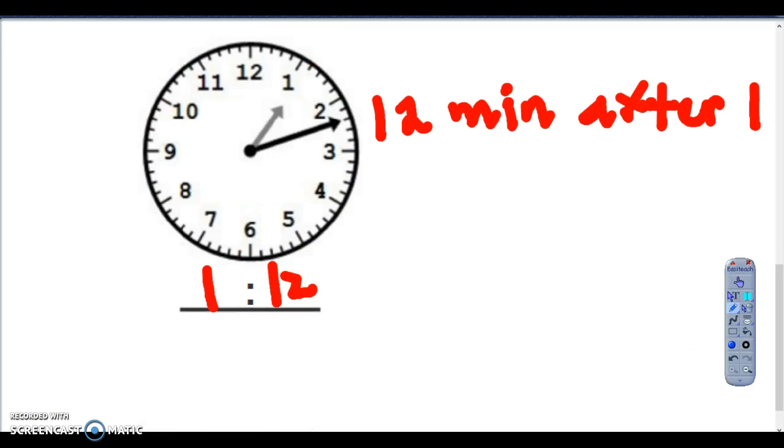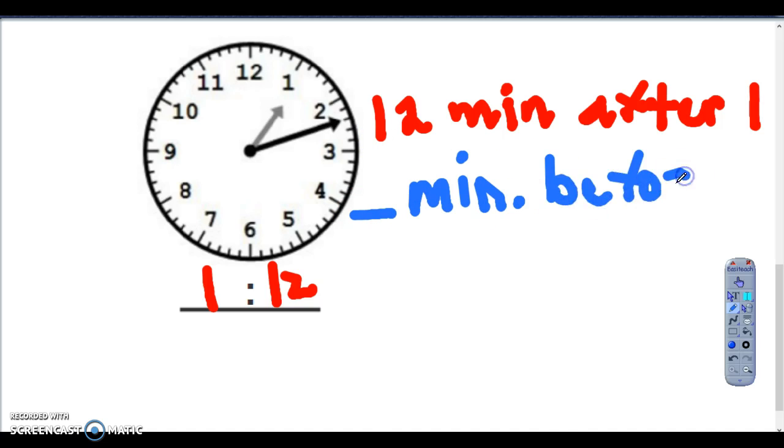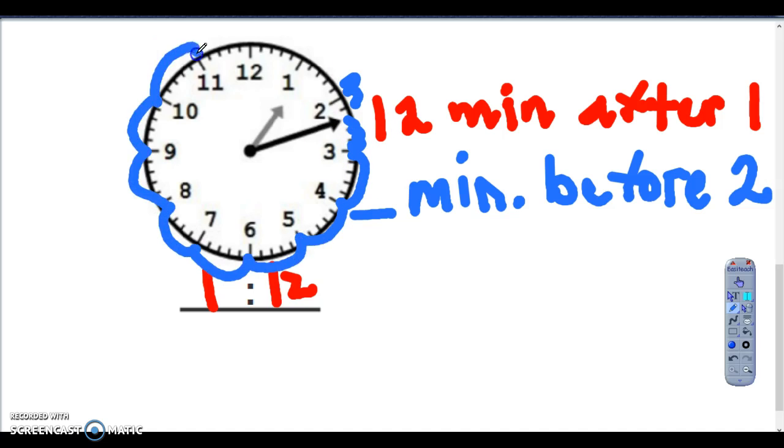And on this very last one, you should have got 1:12, and it's 12 minutes after 1, or blank minutes before, and the next hour would be 2 o'clock. So we have 1, 2, 3. We have 3 minutes plus 5, 10, 15, 20, 25, 30, 35, 40, 45. 45 plus 3 equals 48. So if I was to check 48 plus 12, it does equal 60.